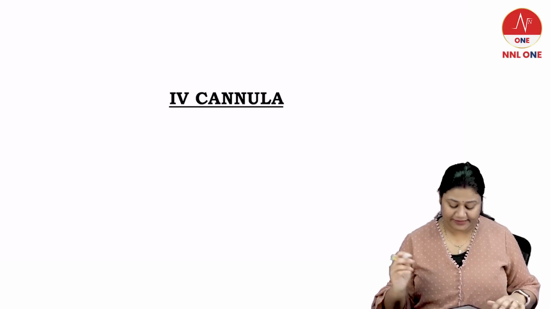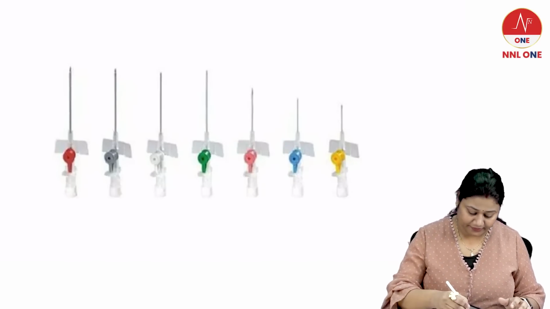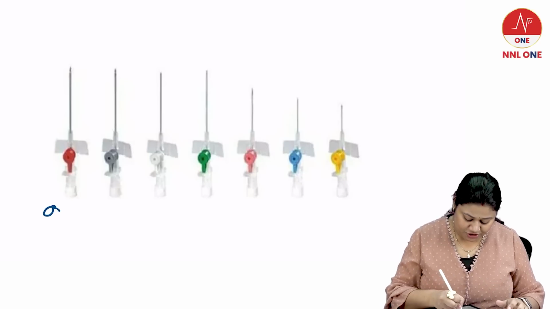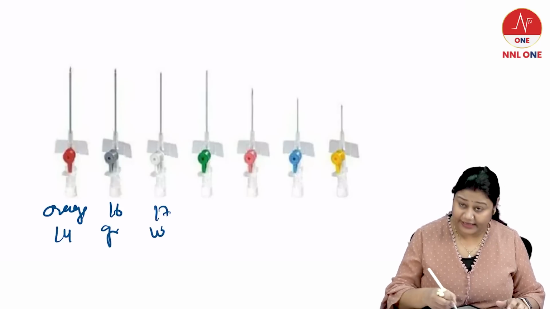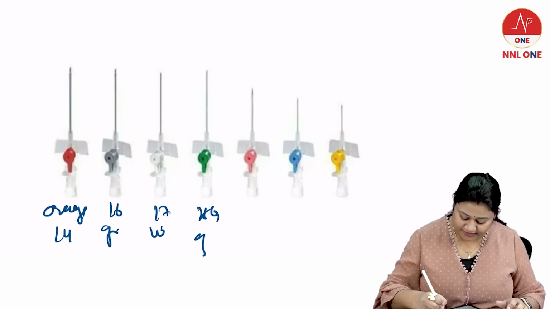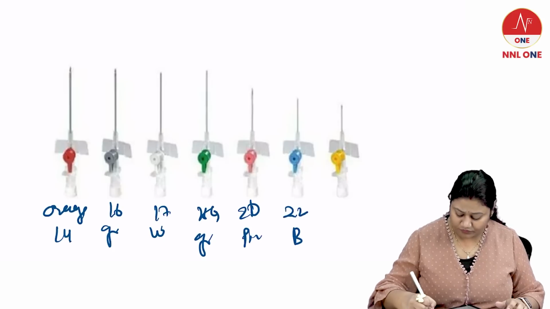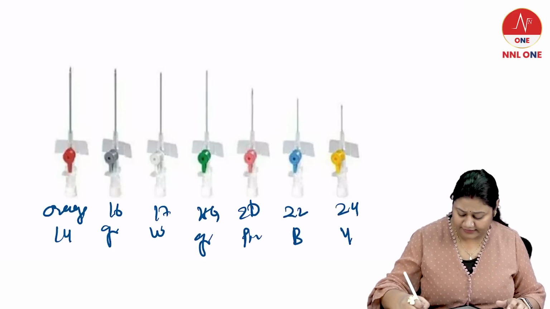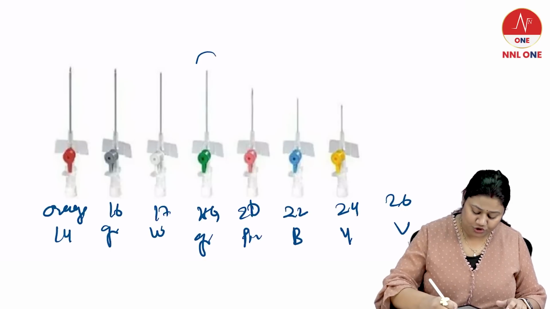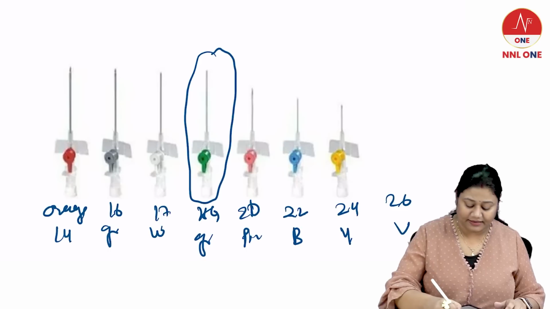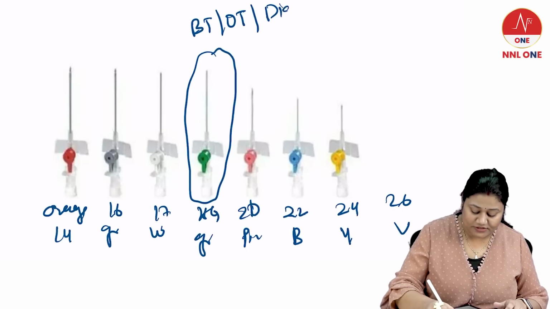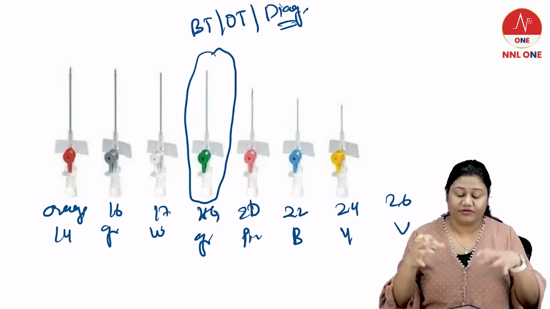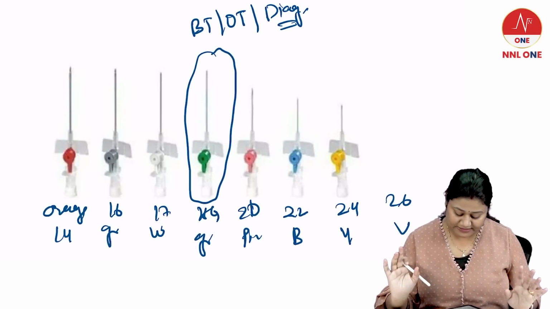Now let us quickly revise the IV cannula, another very important point. This is your orange, which is 14 gauge, then we have 16 which is gray, then 17 white, newly added, then 18 gauge green, then 20 gauge pink, then 22 blue, 24 yellow, then we have 26 violet. Most commonly, the question was asked on the green color: which cannula is used for blood transfusion, for OT, for any diagnostic investigation where you need to insert contrast medium intravenously, right?